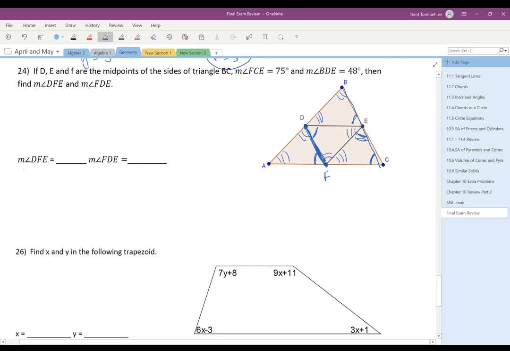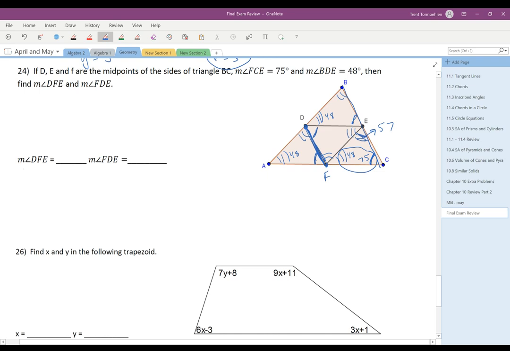that angle B. So if FCE is 75 degrees and BDE is 48 degrees, well, if BDE is 48 degrees, that means this is 48 degrees and this is 48. And so then we can just subtract 180 minus those, which is 57. And so the angle FEC is 57 degrees.